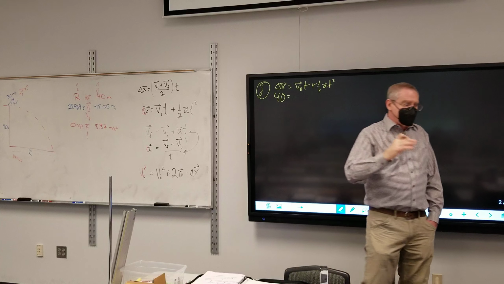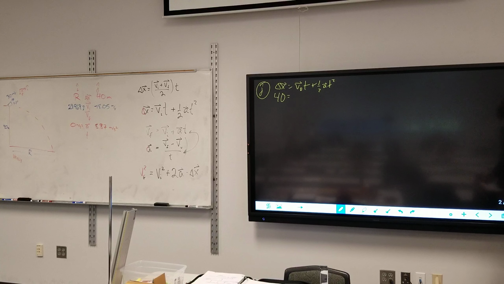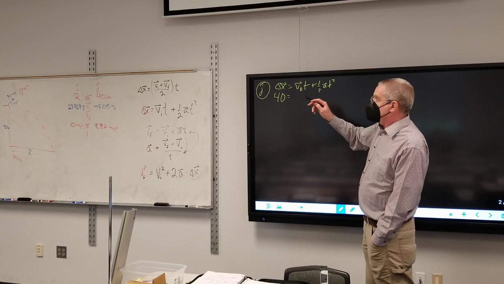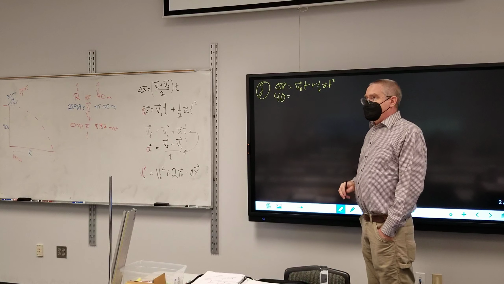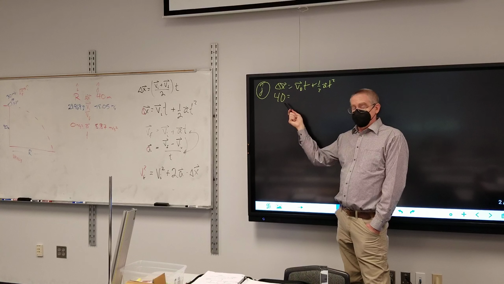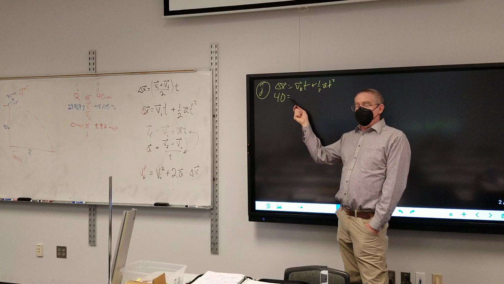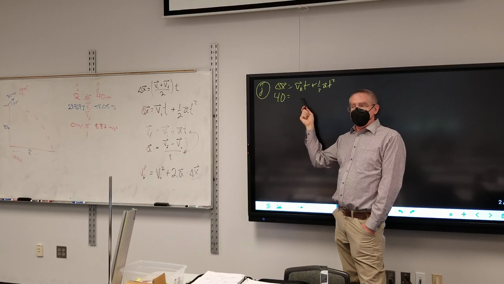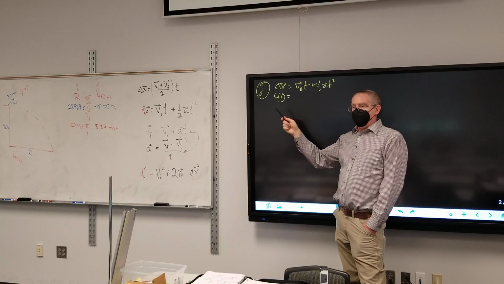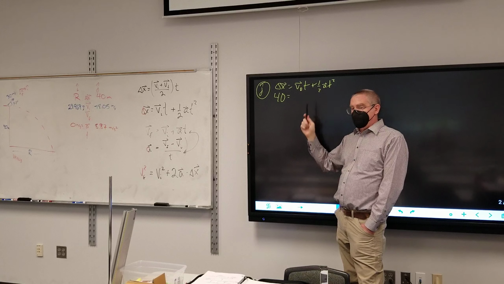We are only plugging in the j hat pieces to this. We're not plugging in the i hat or that 30 meters per second. If you get to a problem like this and you put in 40 meters because that's the vertical displacement, and you put in an initial velocity of 30 meters per second, I generally stop grading at that point and just put a giant X on it. Because the 30 meters per second is not in the j hat direction, so that does not go here.